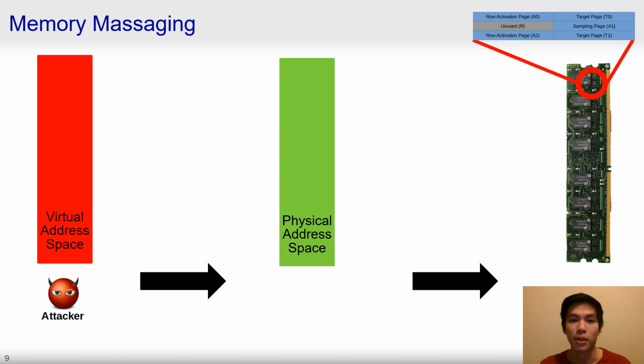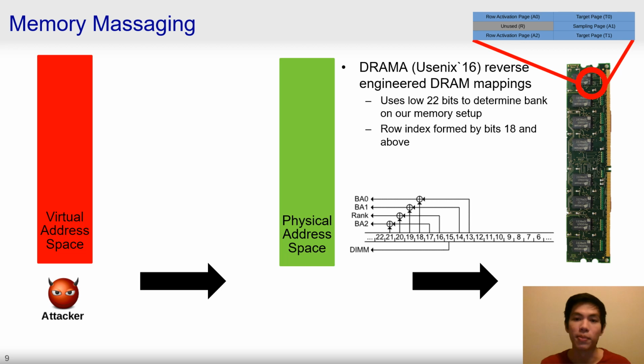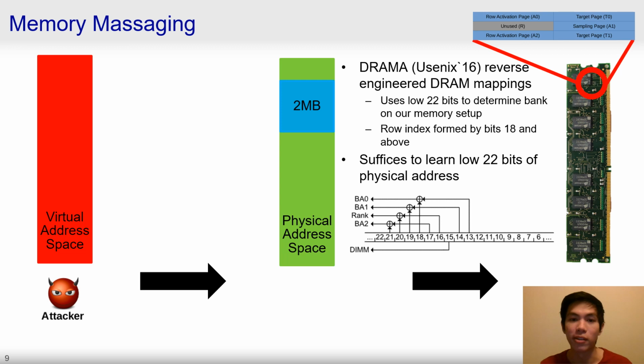Previous work by DRAMA reverse engineered the mapping from physical addresses to locations on the DIMM, and for our setup, the low 22 bits are used for bank addressing, while the row index is determined by bit 18 and above. What this means for us is that if the attacker can somehow obtain the low 22 bits of the physical addresses, he knows the relevant bits used for DRAM addressing and can map physical addresses to locations on the DIMM. We found that if we could obtain 2 megabytes of physically sequential memory, we could combine DRAMA's row buffer timing side channel with their mapping function to learn the low 22 bits, thereby enabling the attacker to map addresses to the desired locations on the DIMM.